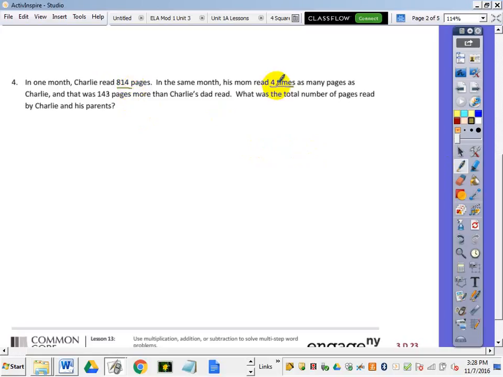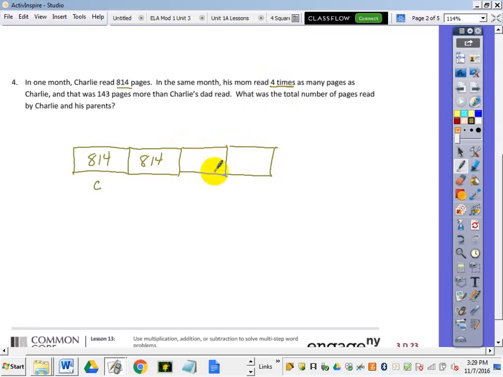Same month, his mom read 4 times. So here's Charlie. If Charlie's 814, then I'm going to draw the mom. Here's Charlie, I'll put a C for Charlie. The mom's going to do that. That's 1 time. She would tie with him at 814 pages, but she doesn't tie with him. She actually reads 4 times as many. So she's going to read another one and another one, 1, 2, 3, and a 4th time. We could probably figure that out by multiplication, because that's all the same number over and over. 1, 2, 3, 4, 5. Why is there 5? Well, this is the times that Charlie, that's mom.